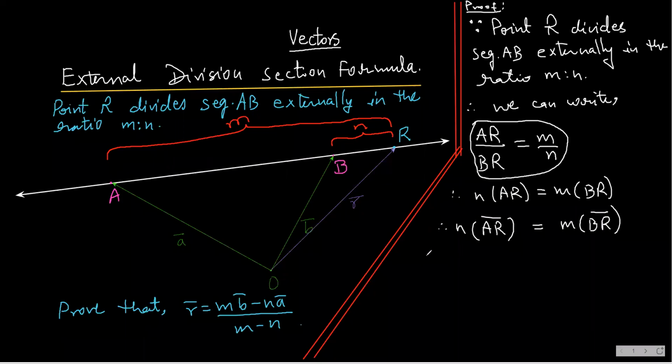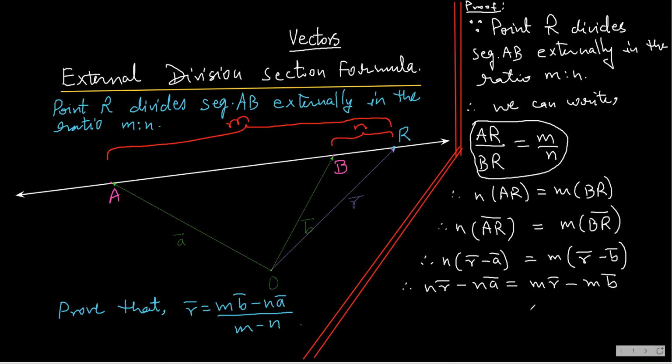So the next thing I will do is, as we know, AR bar is R bar minus A bar, and RB bar is R bar minus B bar. So N R bar minus NA bar equals M R bar minus MB bar. I shift MB bar to the left, and NA bar and NR bar to the right. And this one I shift to the right hand side. So I get here, therefore, MB bar minus NA bar equals MR bar minus NR bar.